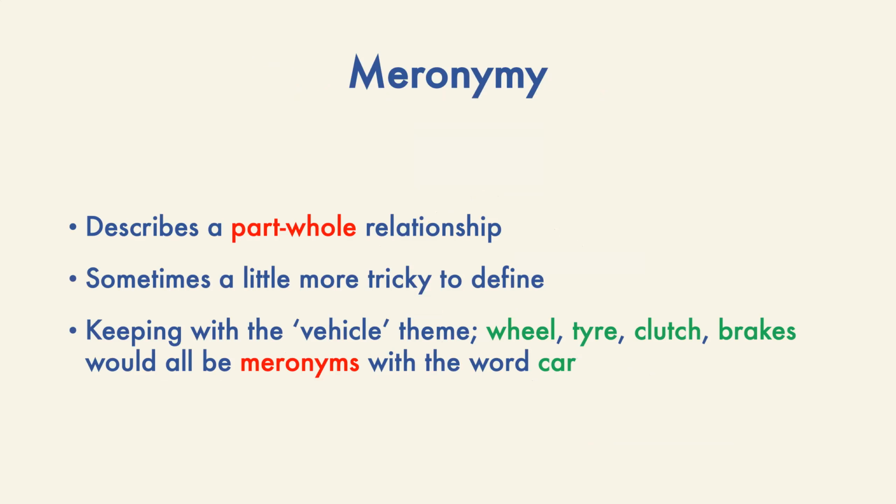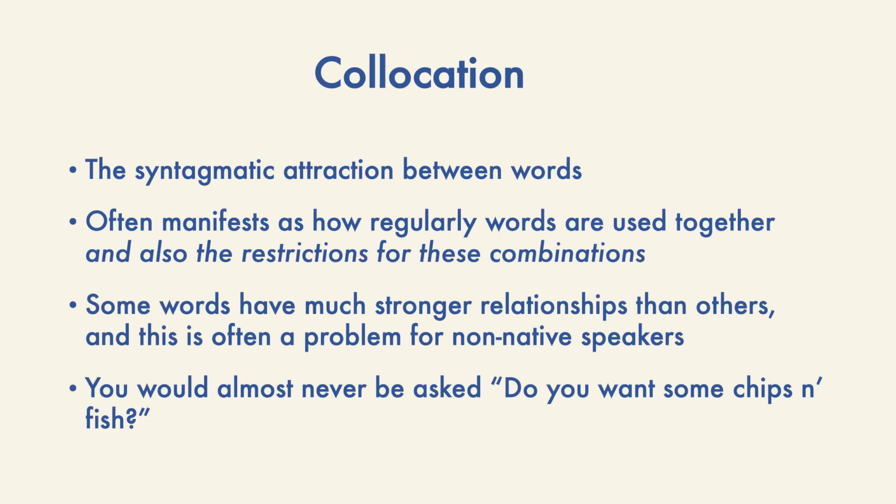And that describes a part-whole relationship. Sometimes this is a little bit more tricky to define. But if we're keeping with the idea of the car, for example, the part-whole would be car, that's the meronym, and then we have wheels, tires, clutch, brakes. They're the parts that make up the idea of the car. So the meronym for cake might be flour, butter, egg, milk. So it's this part-whole relationship. So these are the different ways that words lexically relate to each other.